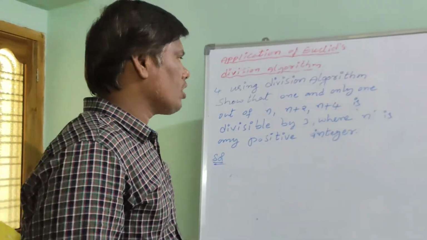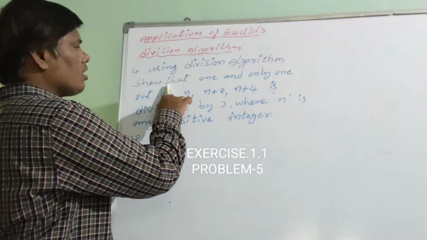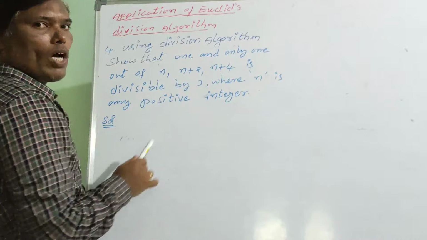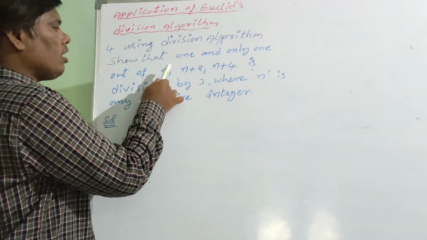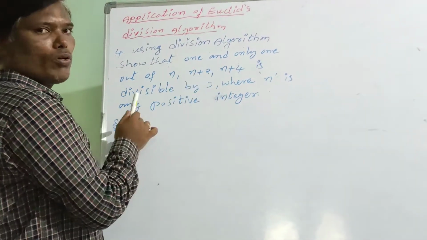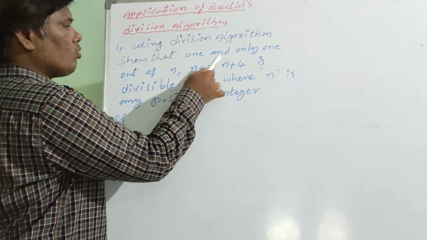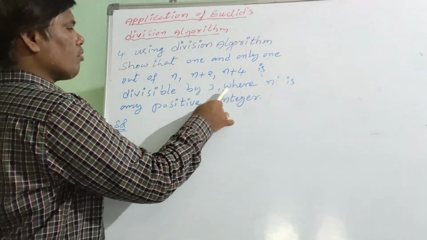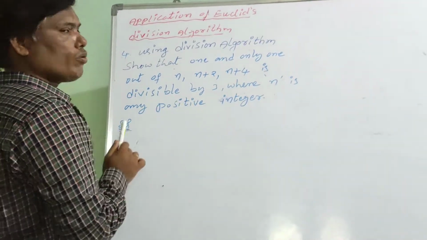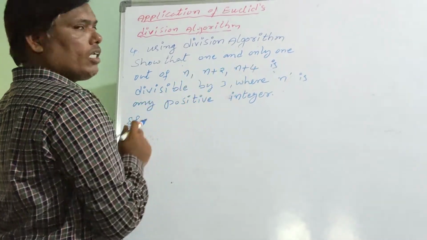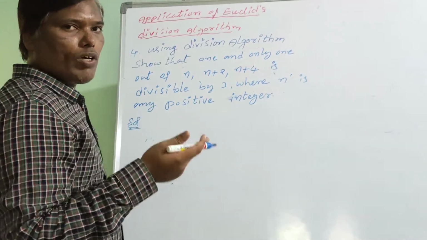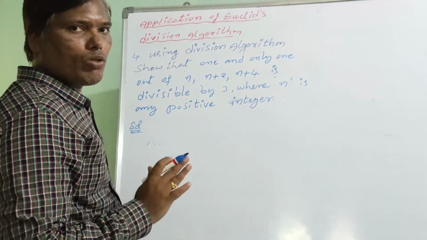So what is the problem? Show that one and only one out of n, n plus 2 and n plus 4 is divisible by 3, where n is any positive integer. For n any positive integer, out of these three numbers, only one is divisible by 3. That we have to show here.